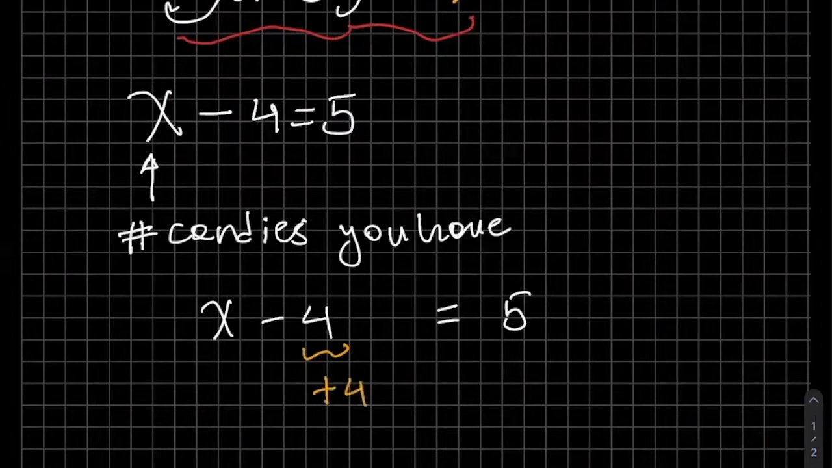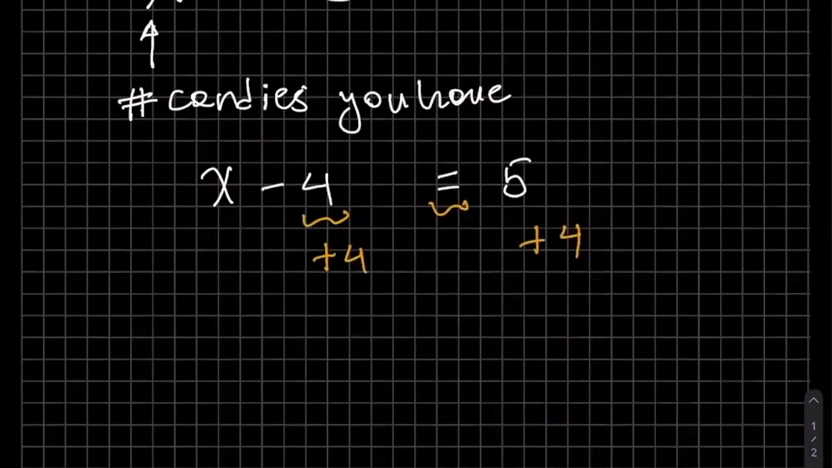But here's the thing. If we add 4 to one side of the equation, then we are altering the equal sign that we have. So if we only add 4 to one side of the equation, we have to add another 4 to the other side of the equation as well. Then we have to add 4 to number 5. Then we have x is equal to 5 plus 4, which is equal to 9.